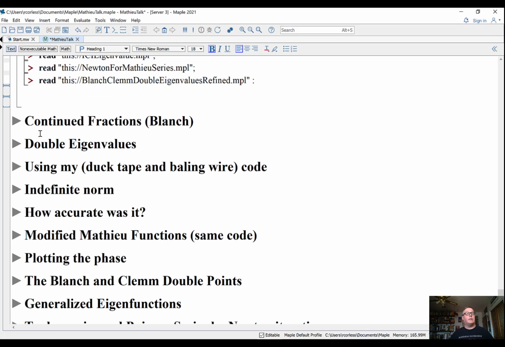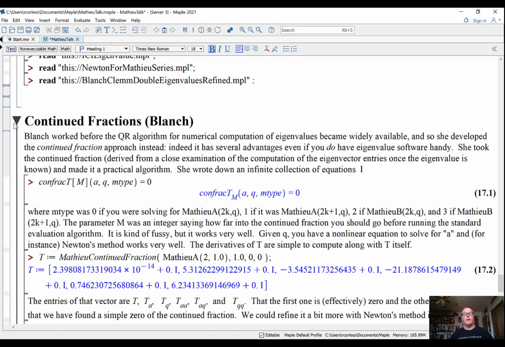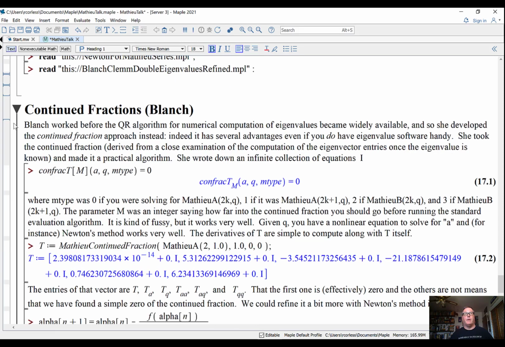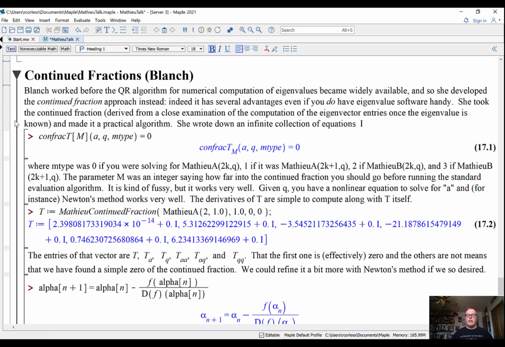But I'm not going to use the eigenvalue technique of Ince. Instead, I'm going to use the continued fraction technique of Blanche. Blanche worked in an era before eigenvalues were easily solved. The QR algorithm was invented independently in 1961 by John Francis and Vera Kublanovskaya.